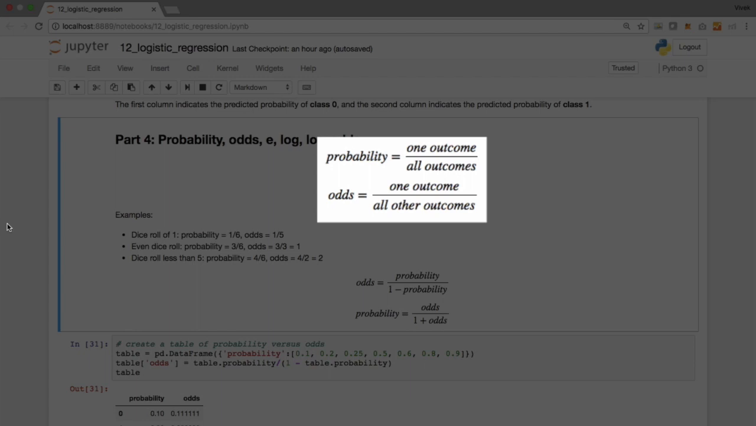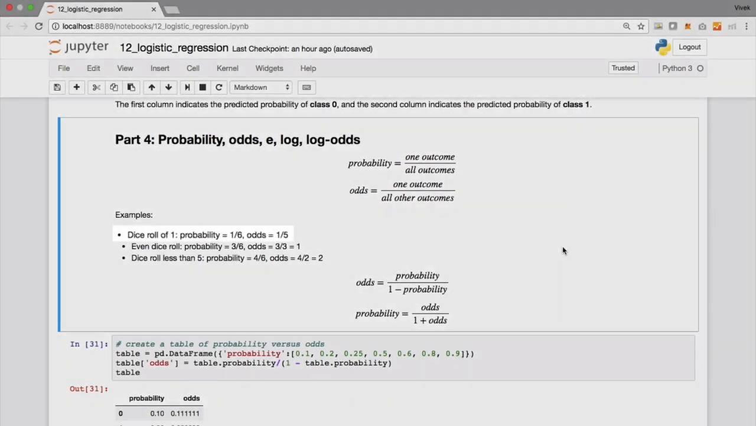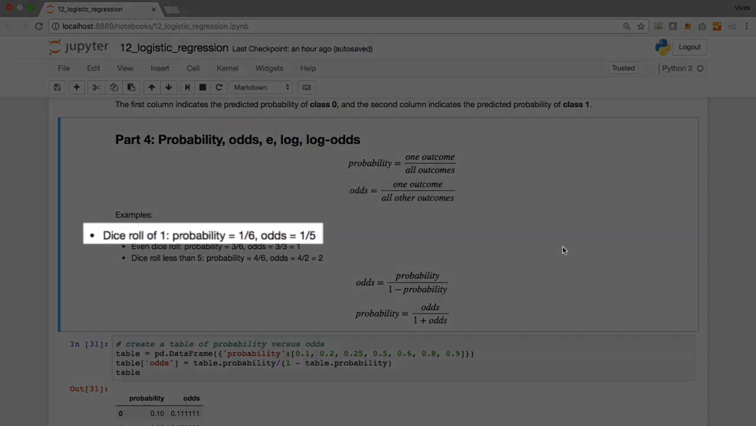It is the number of times an event occurs divided by the total number of events. The odds, on the other hand, is the ratio of an outcome and all other outcomes that there can be. So if I were to exemplify this, a dice roll of 1 has a probability of 1 by 6. There are 6 possible outcomes that a die can have, and one of those outcomes is 1.